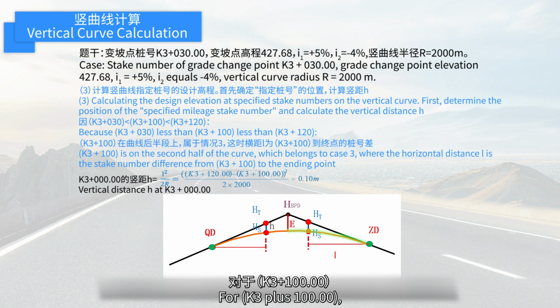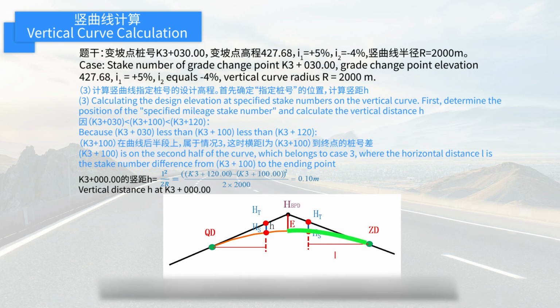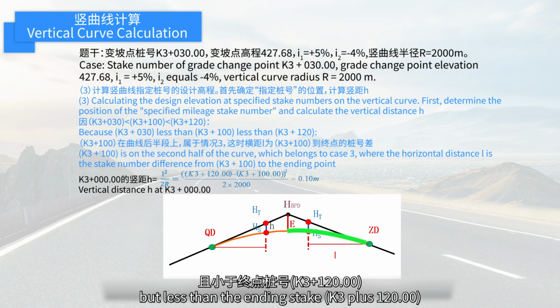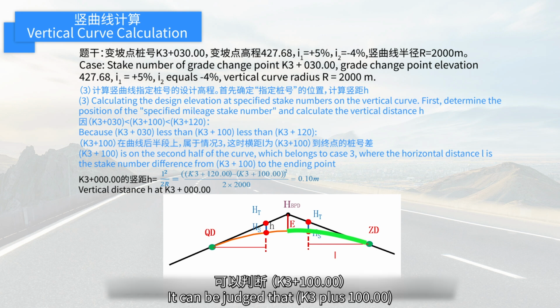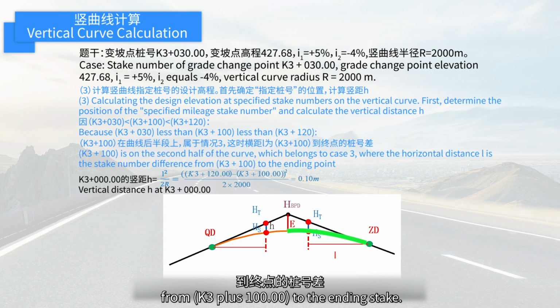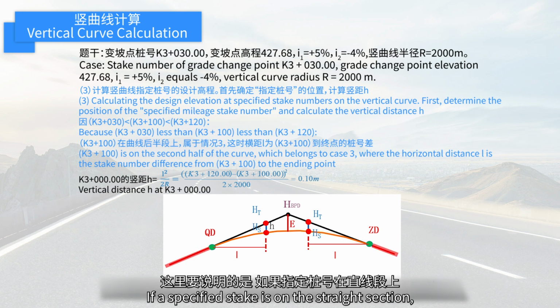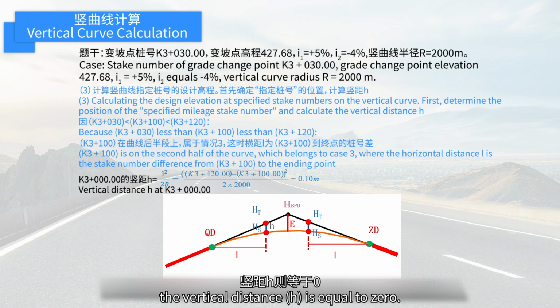For K3+100.00, since its stake number is greater than the grade change point K3+030.00, but less than the ending stake K3+120.00, it can be judged that K3+100.00 is on the second half of the curve, which belongs to case 3. At this time, the horizontal distance L is the stake number difference from K3+100.00 to the ending stake. Thus, the vertical distance h equals L squared divided by 2R, where R is 2,000, calculated as the square of K3+120.00 minus K3+100.00, divided by 2 times 2,000, resulting in 0.1 meters. If a specified stake is on the straight section, the vertical distance h is equal to 0.